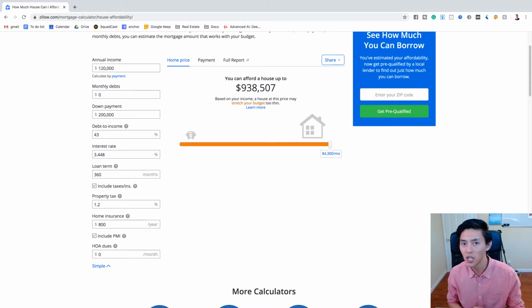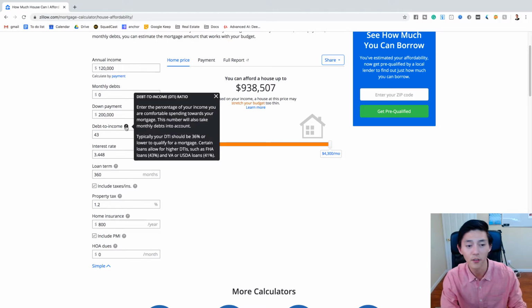If you're doing an FHA loan, that number could increase to 49%, but for some reason, Zillow's calculator doesn't go higher than 43%. In your thumbnail here, it says that the typical DTI is 36%, which is kind of low in my opinion, but it is what it is.